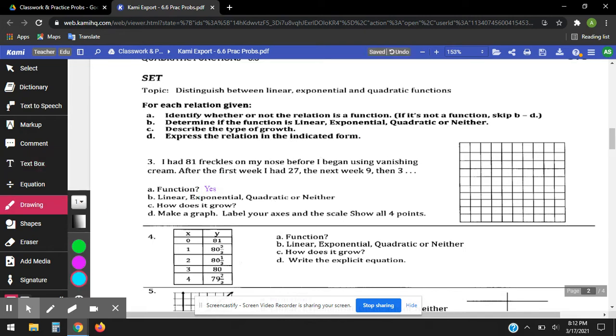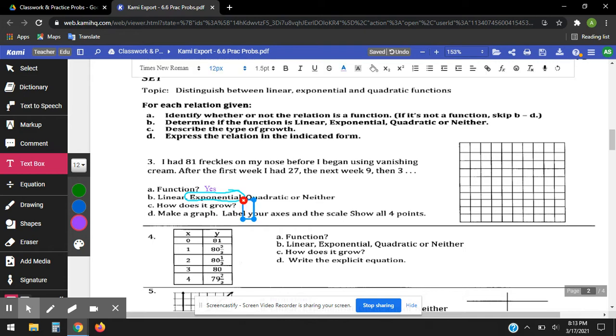Linear, exponential, or quadratic. Well, it's going from 81 to 27. That's a divide by 3, divide by 3, divide by 3. So if it's a divide or a multiply, that would be exponential. How does it grow? Oh, so the growth, it's not actually growing. It is 1/3 of the previous week. So it's going down by 1/3. So it's not technically growing. It's a third the value of the previous week.